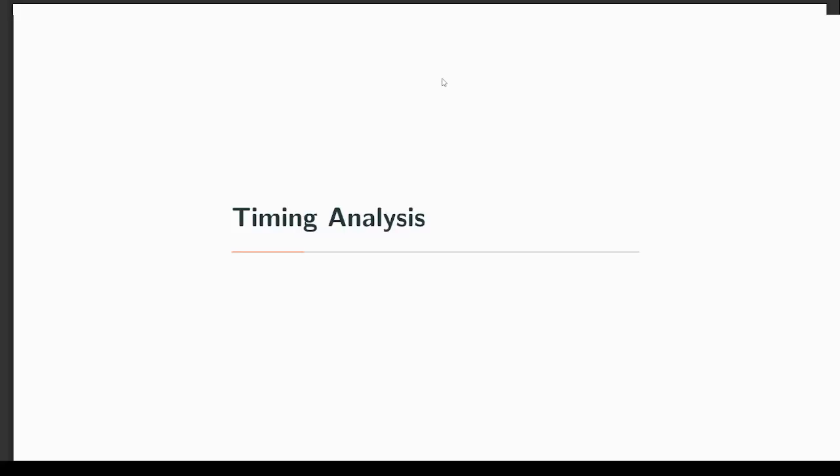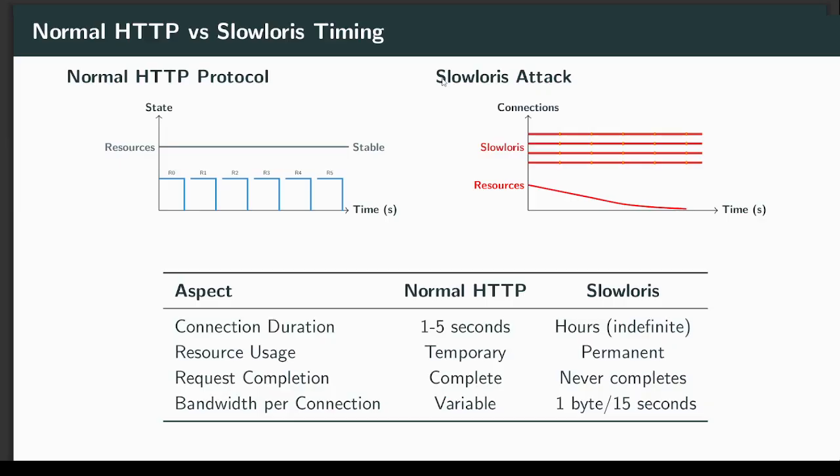Here I have gone through some of its timing analysis. When this is a normal HTTP request, the connections are discrete, and the packets are received by the server and also responded to the client. But in the Slowloris attack, the connections are not broken, and the server is waiting for another request to come into its port, because the packets it has received so far are not a complete request.